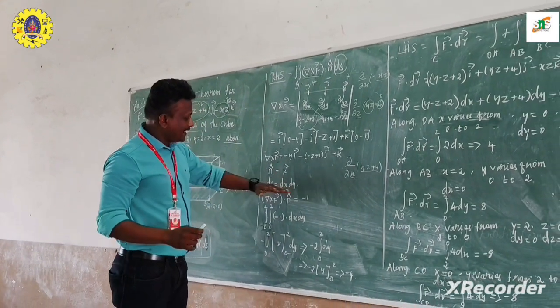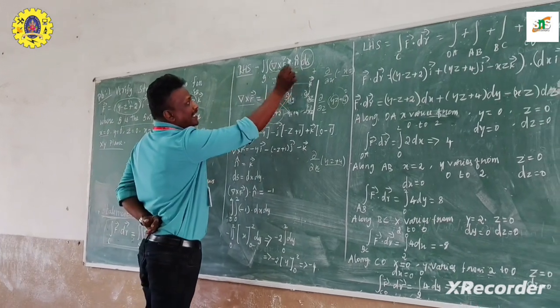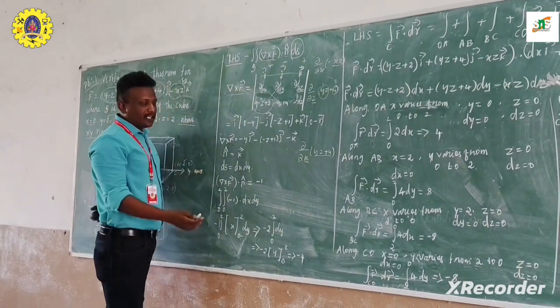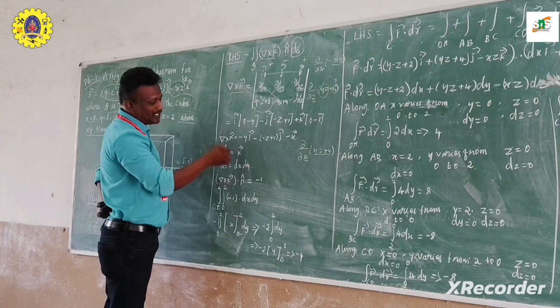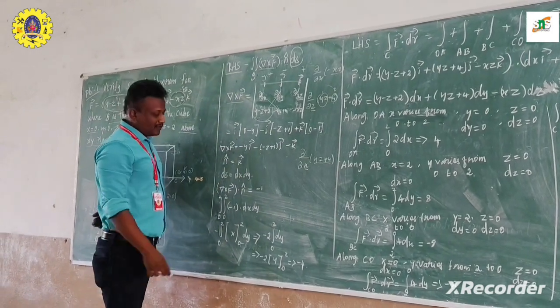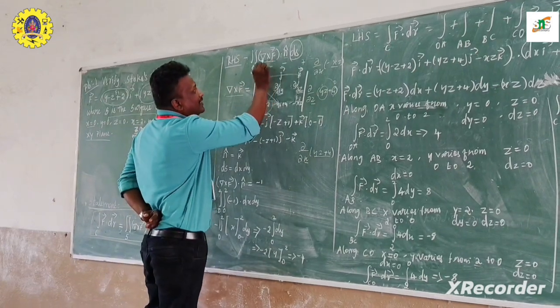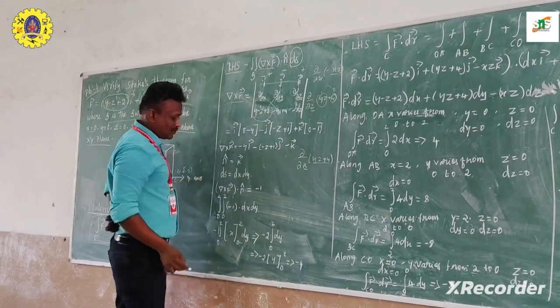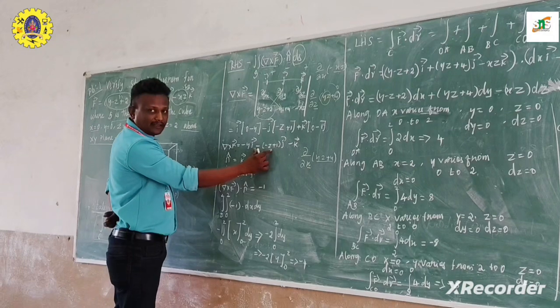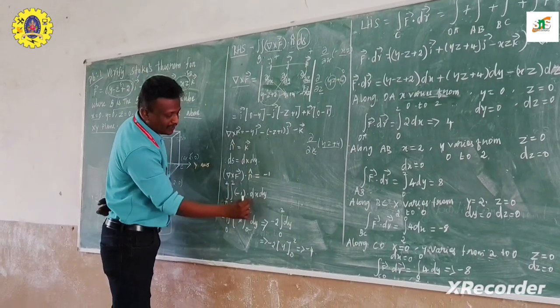Now after writing all this information, we know what n cap, ds, and del cross F vector are. What is your next step? You have to substitute all these results in the right hand side formula. Before I substitute, I want to get del cross F vector dot n cap. This is my del cross F vector, and this is my n cap. I'm going to take the dot product of these two.